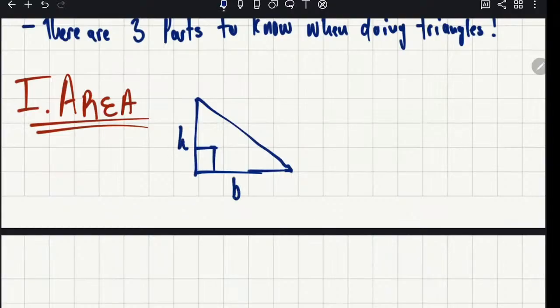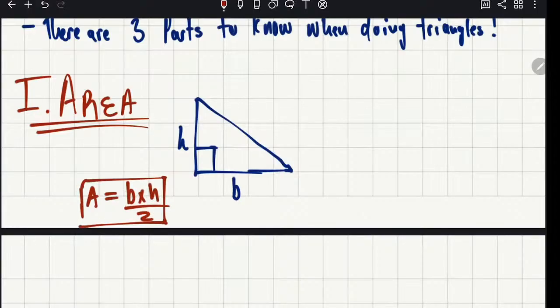A triangle with a right angle has a base and a height. So this is what you write: area is equal to base times height over 2. This is the first type of triangle you will get.